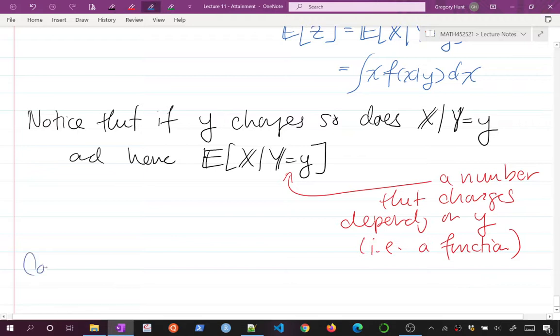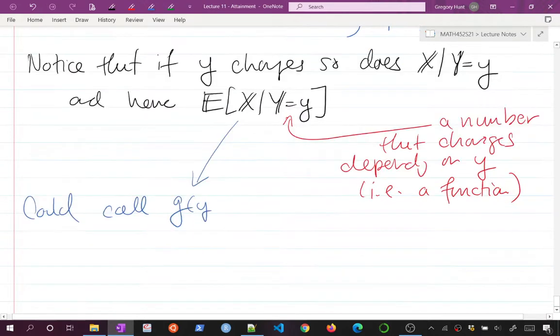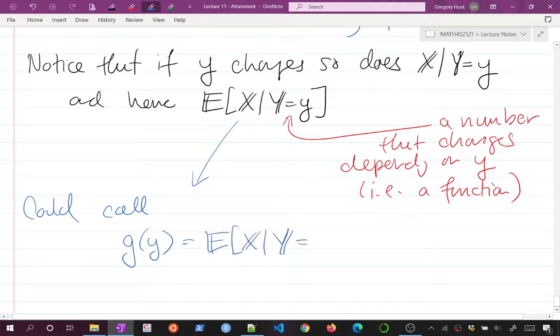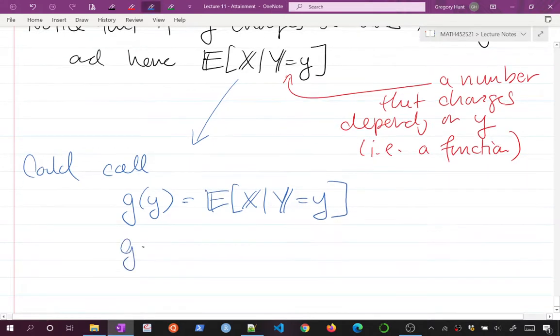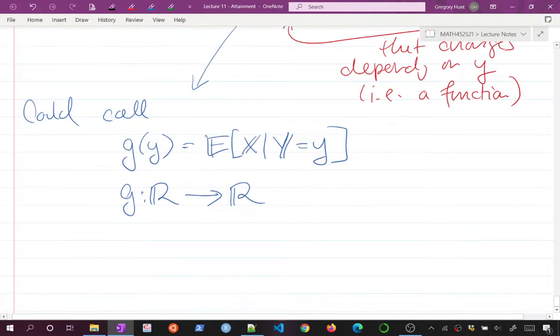That's what we call numbers that change depending on other numbers, functions, right? So we could call that thing g of little y. We could make a little function g of little y, and if you give me my value of little y, I'm going to give you the conditional expectation of x given y is at that little y, and g is just some real valued function. You take in the value of little y and it spits out the conditional expectation. Nothing too fancy.